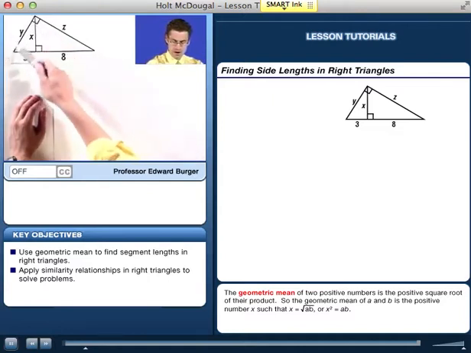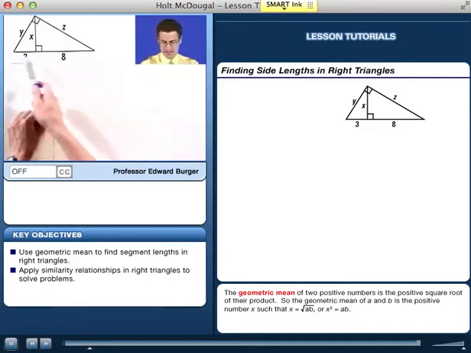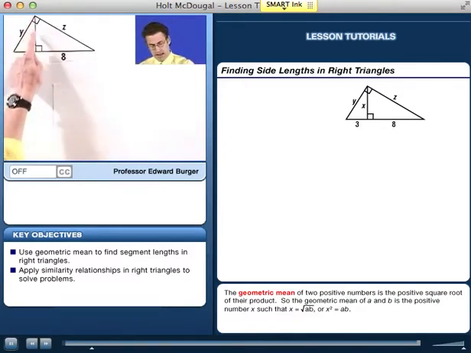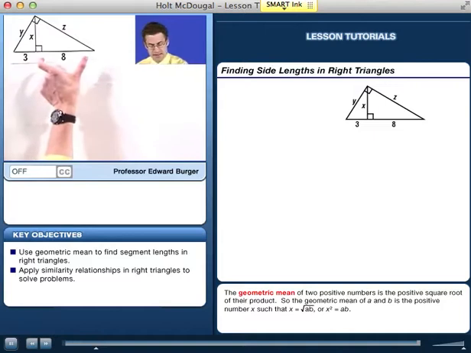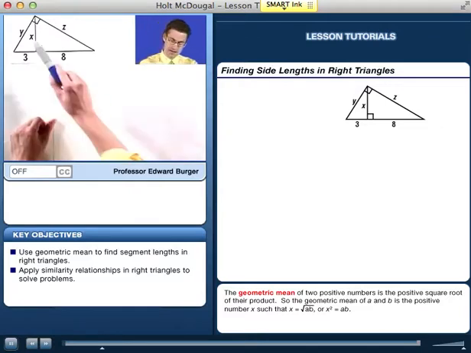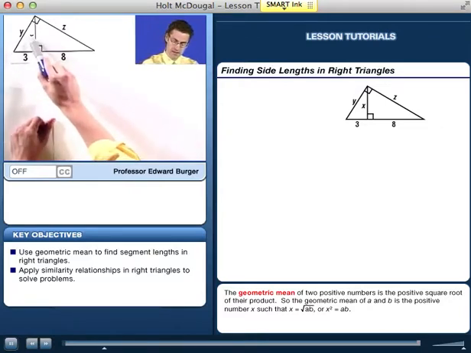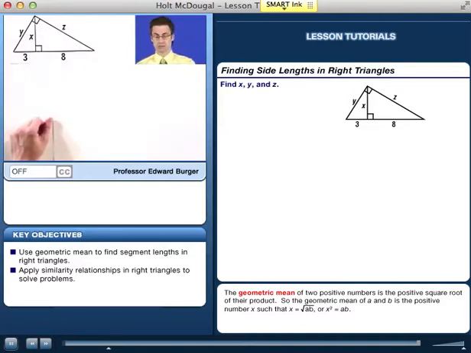This length is y, this length is z, and this entire length I guess we can figure out, but when we drop the altitude down, so this is a right angle, I'm told this is 3 and this is 8. So therefore the whole thing must be 11. Our mission, should we choose to accept it, is to find the lengths of the altitude and these two remaining sides, y and z.